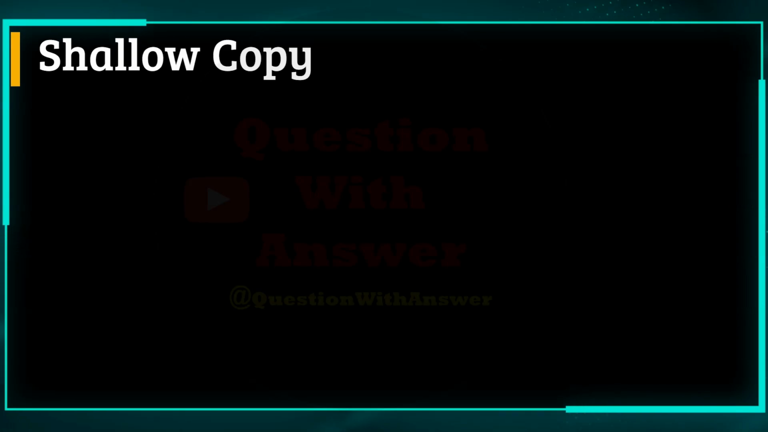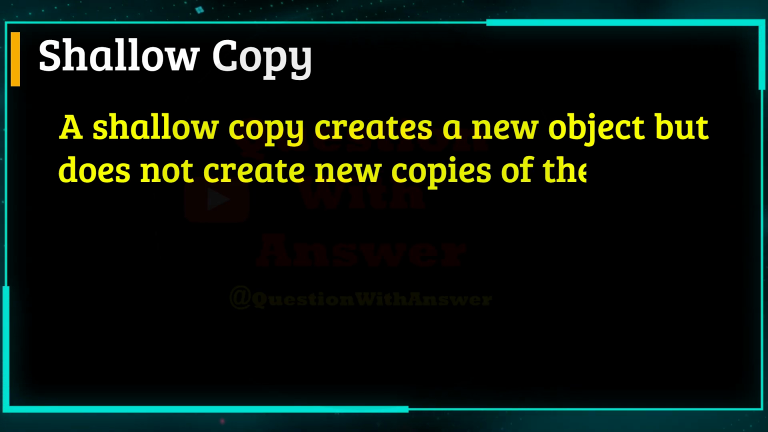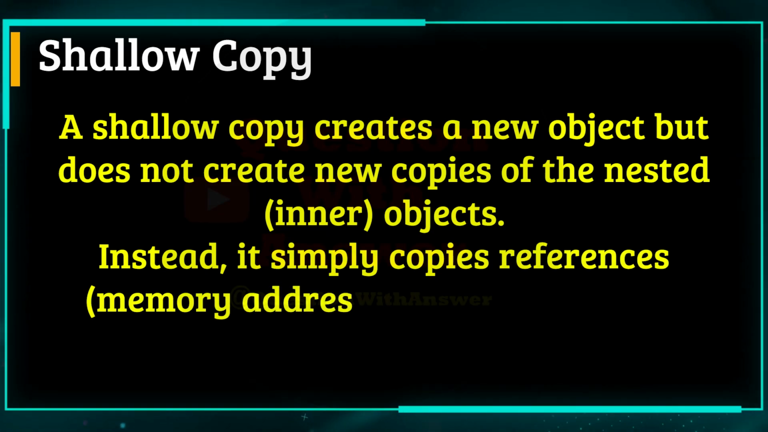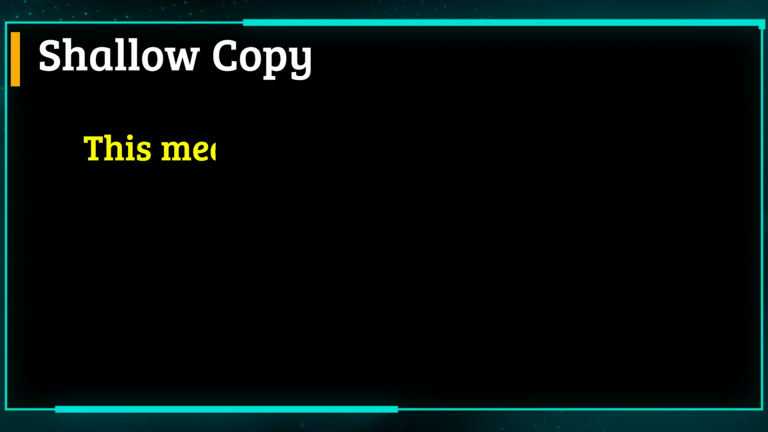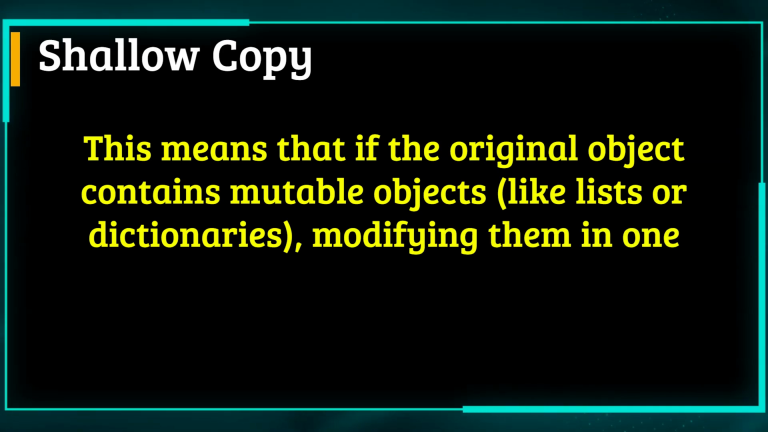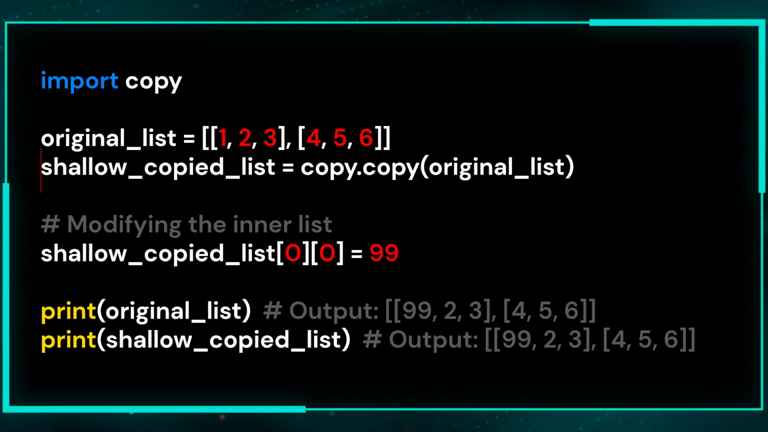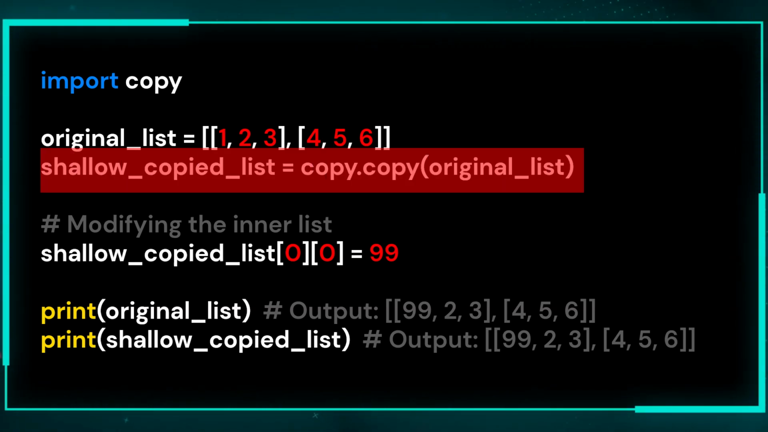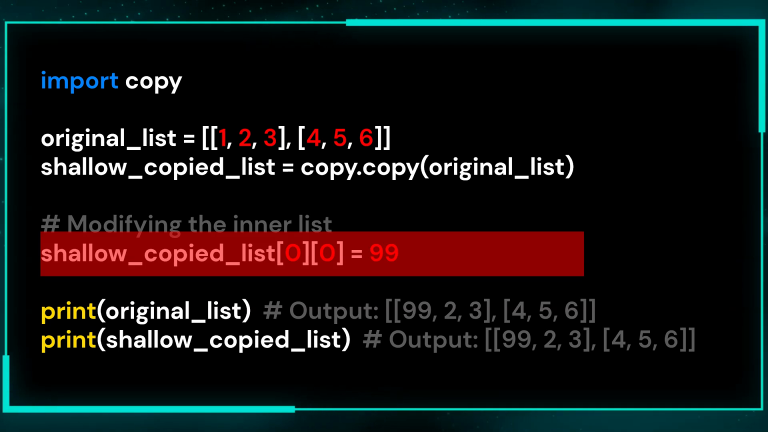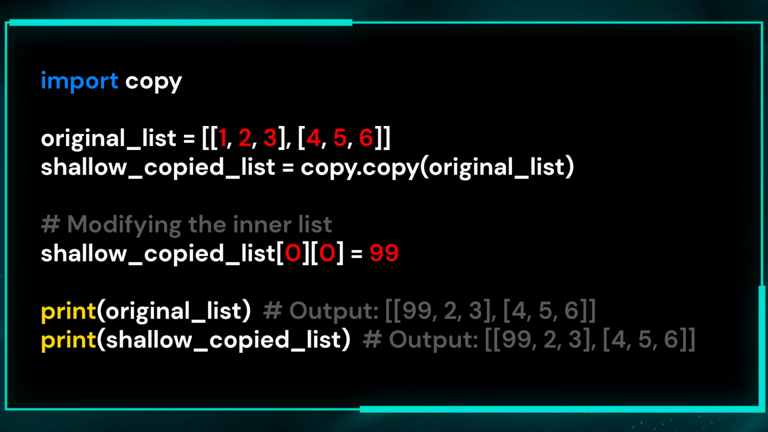Shallow copy. A shallow copy creates a new object but does not create new copies of the nested, inner objects. Instead, it simply copies references, memory addresses, to those objects. This means that if the original object contains mutable objects, like lists or dictionaries, modifying them in one copy will also affect the other. For example, in Python, a shallow copy can be created using the copy method or the copy module. As seen in this example, modifying the inner list in shallow_copied_list also affects original_list, because both lists share references to the same nested objects.